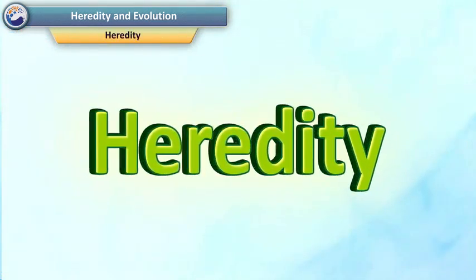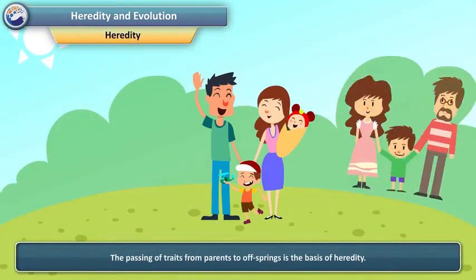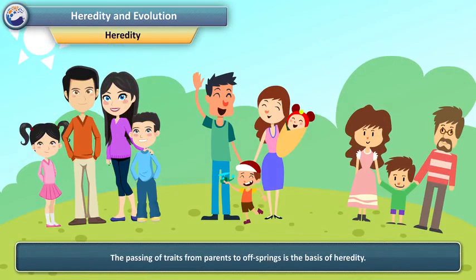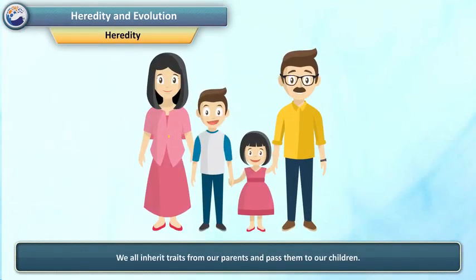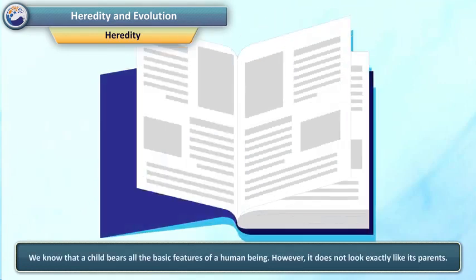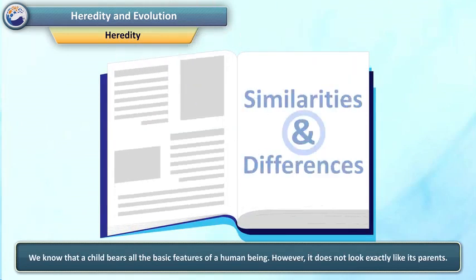Heredity. The passing of traits from parents to offsprings is the basis of heredity. Traits are nothing but noticeable characteristics which are transferred from parents to children. There might be certain characteristics which are a combination of both the parents. We all inherit traits from our parents and pass them to our children. What exactly do we mean by similarities and differences? We know that a child bears all the basic features of a human being. However, it does not look exactly like its parents.